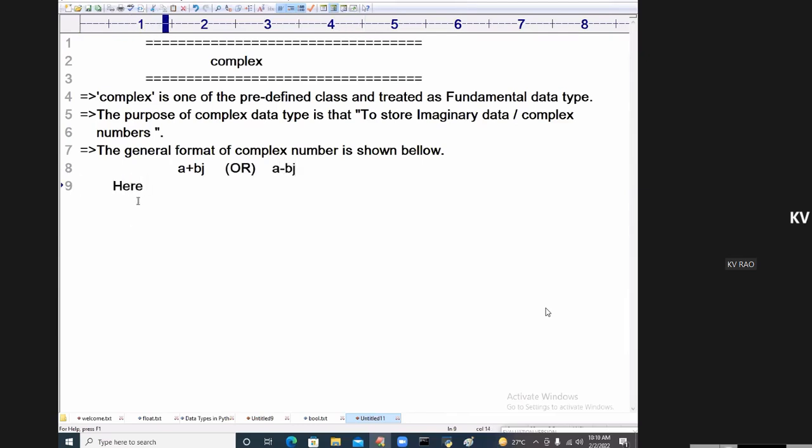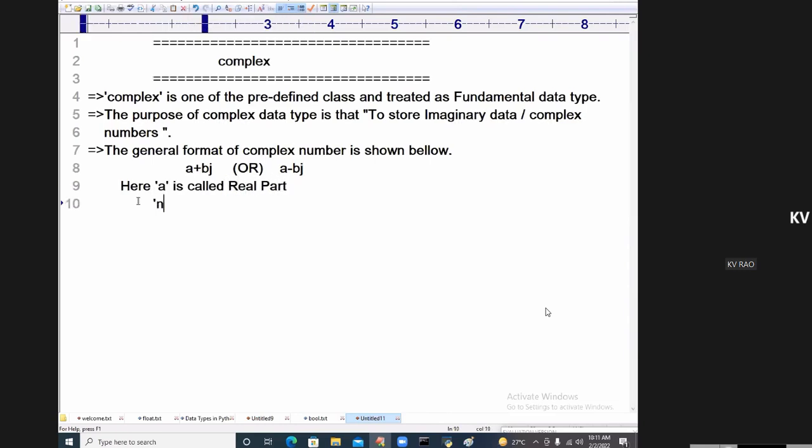Here, a is called which part? a is called the real part. And b is called the imaginary part. And j is the square root of -1. Okay, square root of -1. Very good.